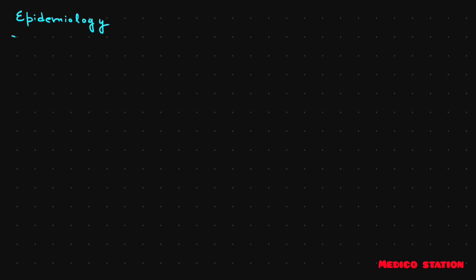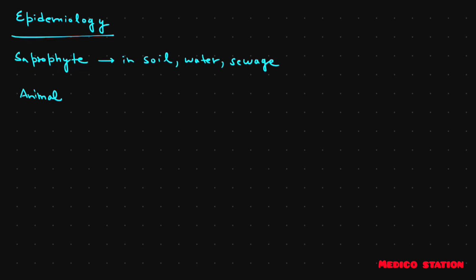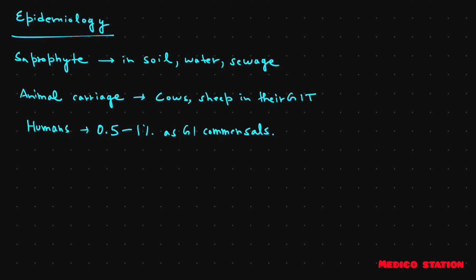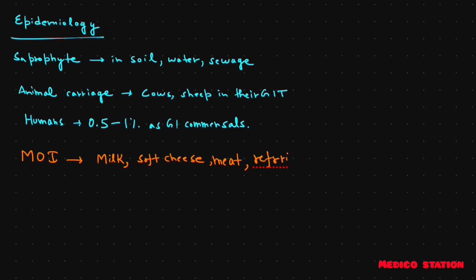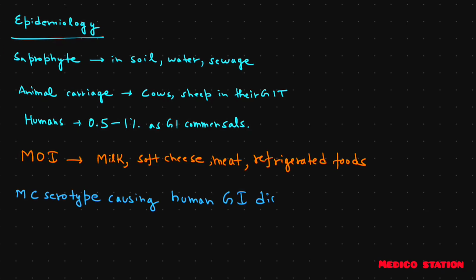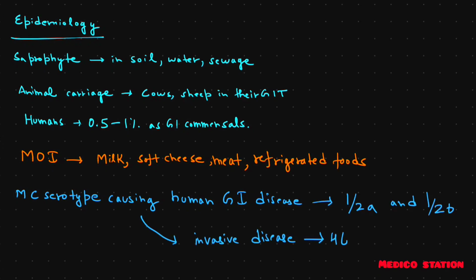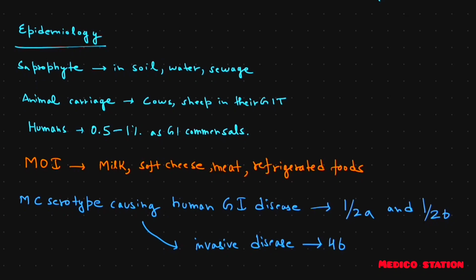Epidemiology: it is a saprophyte present in soil, water, sewage, and animal carriage, such as cows and sheep in their GIT. Humans carry it as GI commensals in 0.5 to 1 percent. Mode of ingestion: milk, soft cheese, meat, refrigerated food. The most common serotypes causing human GI disease are 1/2a and 1/2b. The most common serotype causing invasive disease is 4b.